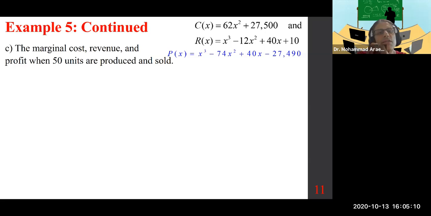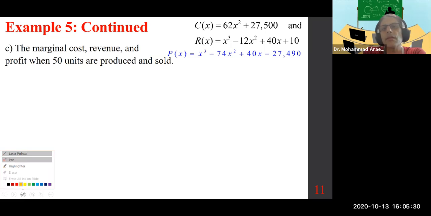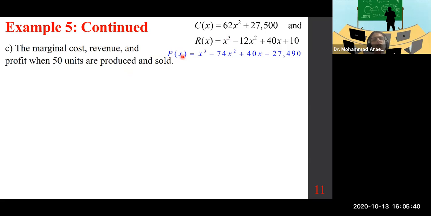All right, now we have the cost function, the revenue function, and the profit function from the previous page. We want to now find the marginal cost, revenue, and profit when 50 units are produced. What does it mean? It means differentiate, plug in 50. Differentiate, plug in 50. In each case it means differentiation.